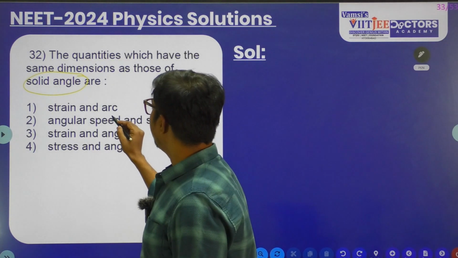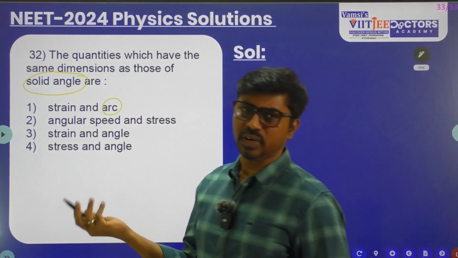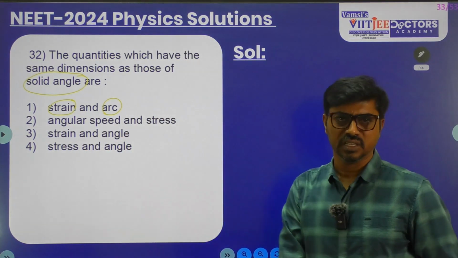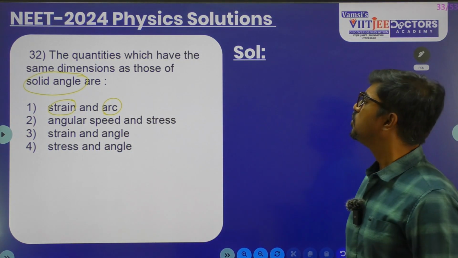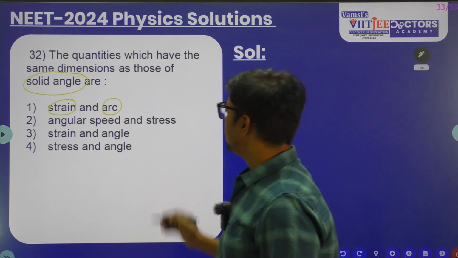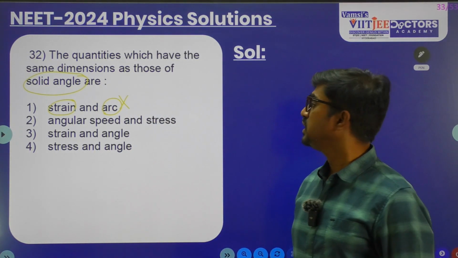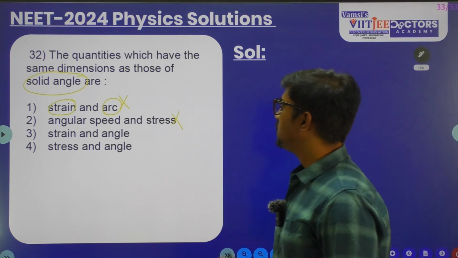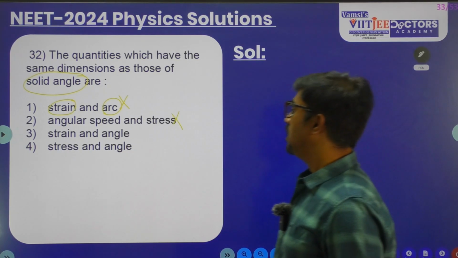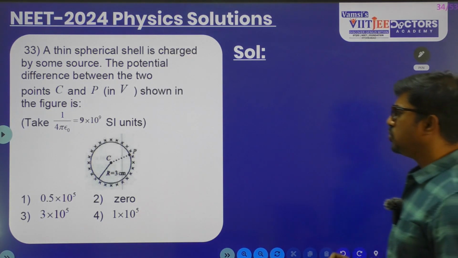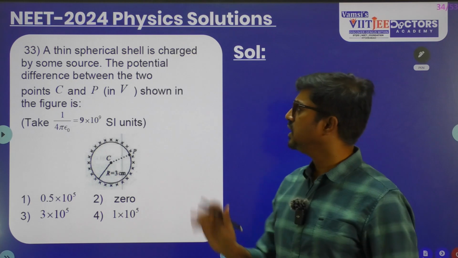But you see, arc will have dimensions of length. Strain is a dimensionless quantity because it is deformation by initial length. Deformation meter, initial length meter, it becomes unitless. Angular speed has dimension, stress is force per unit area, even that has dimension. Strain has no dimension as we have seen, and also angle. So 3 is the answer. It's very straightforward. Only those who are preparing for board examination, they can solve it.